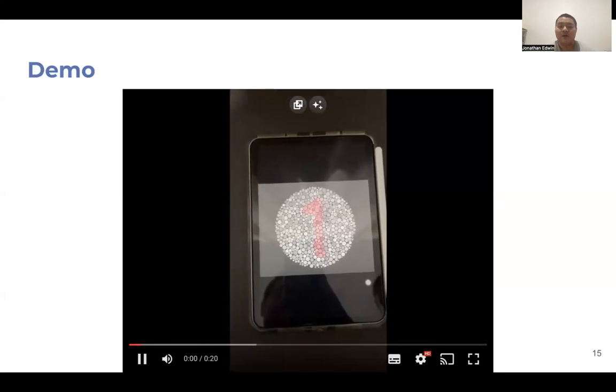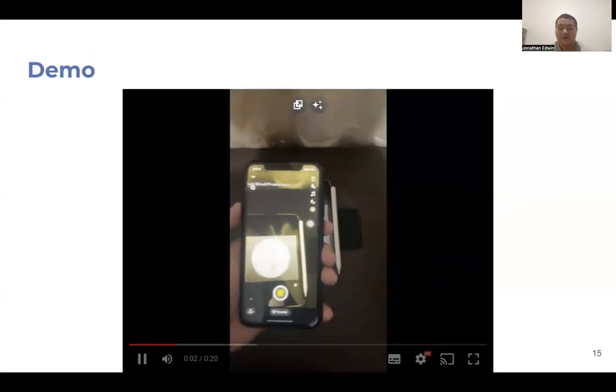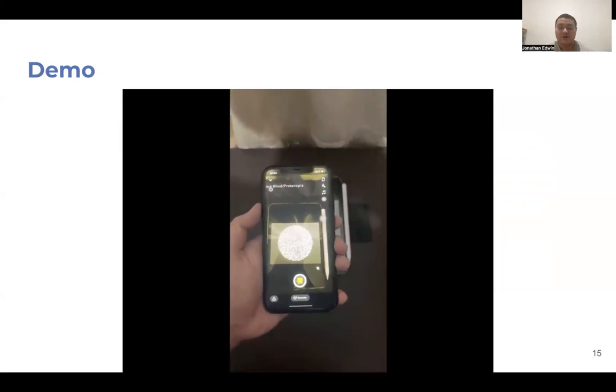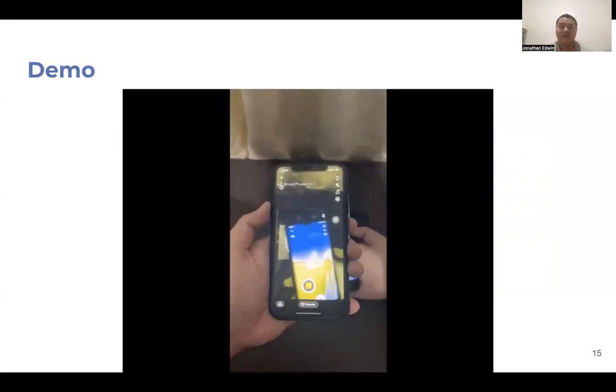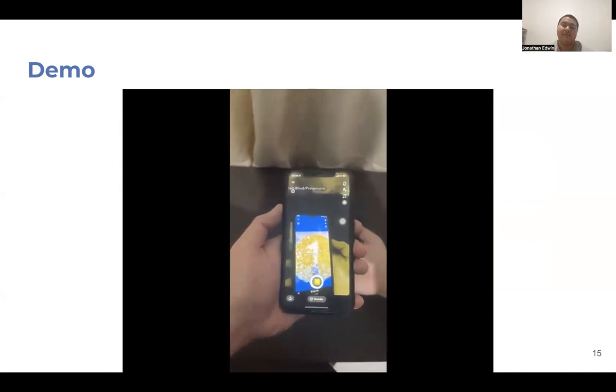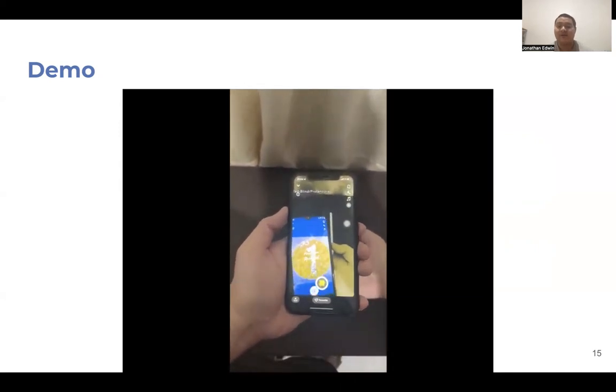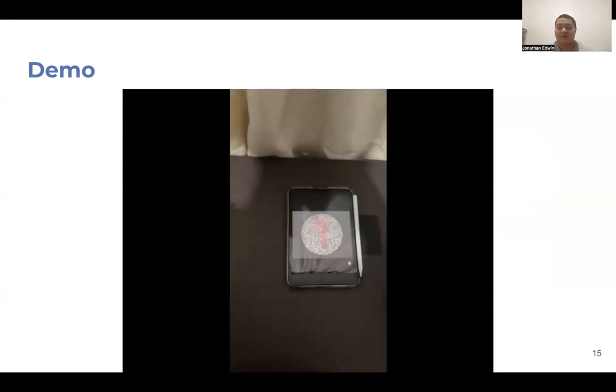So I'm going to show you here the demo. This is like a colorblind test. As you can see, we try using the colorblind filter and you cannot see anything. But if we try to use the luminous color lens, you can see what it is. So yeah, let's try it again.